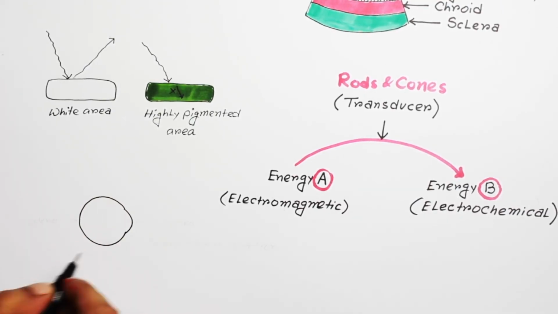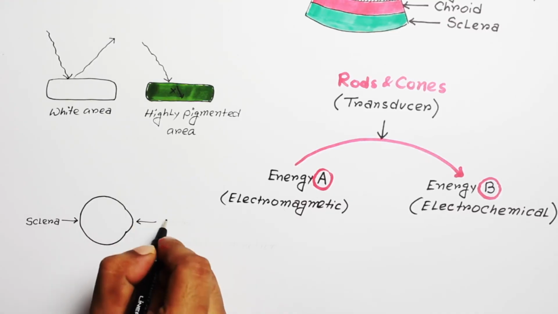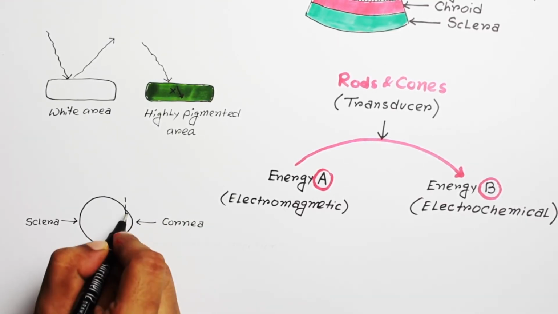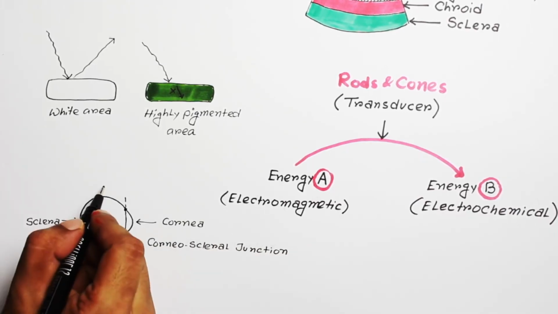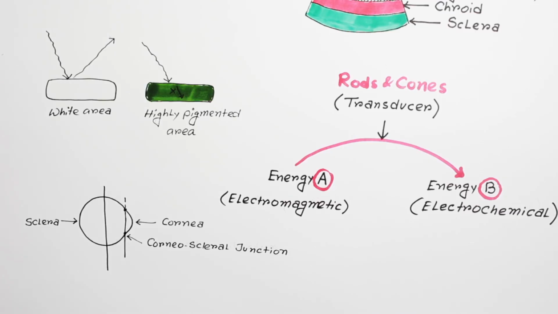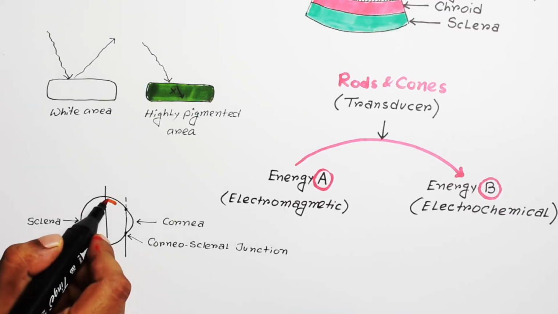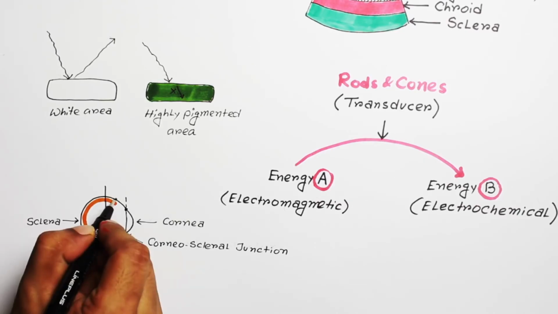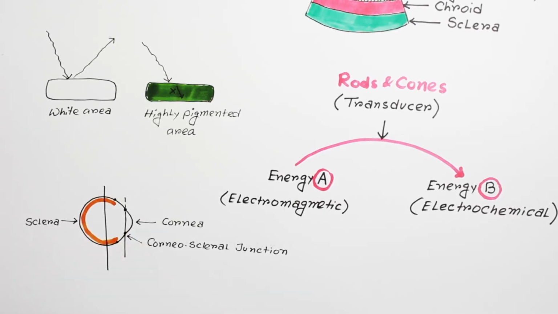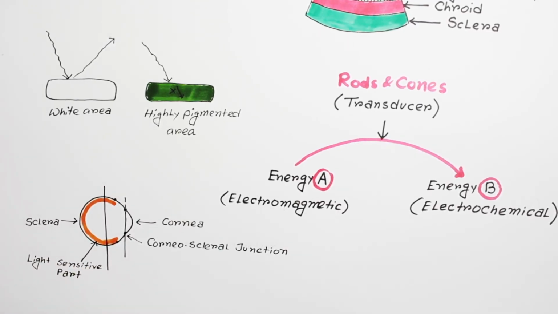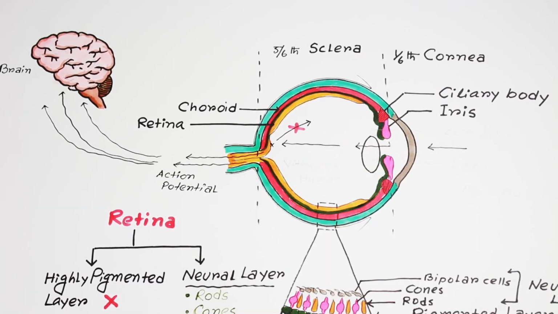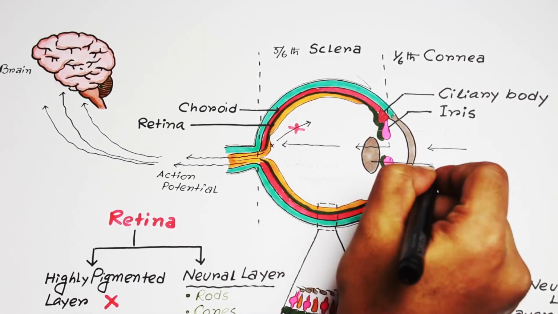Let me draw another diagram. This is the sclera and this is the cornea. So this portion is the corneo-scleral junction and this is the coronal section. Actually, rods and cones extend from backward to forward and end somewhere in the middle of these two points. So what does it mean? Only this portion of the retina is sensitive to light and the portion anterior to this part is not sensitive to light.